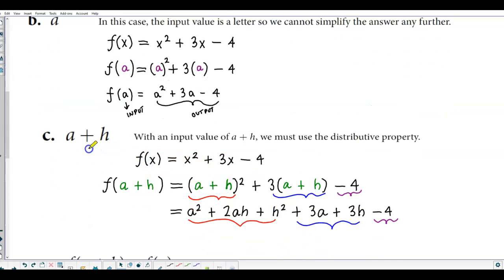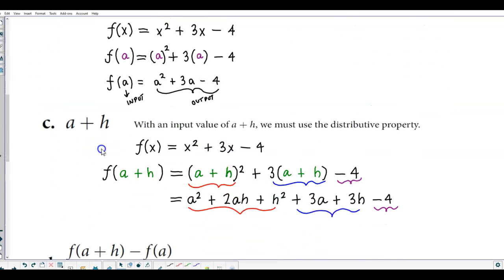Next, we have a plus h. Now a plus h we have as an input, so we're going to use that as an input, and we must use the distributive property. So the x now becomes a plus h. So we're replacing x to be parentheses a plus h, and then we're going to square it. Plus 3 times, what are we replacing x to be? A plus h, minus 4.